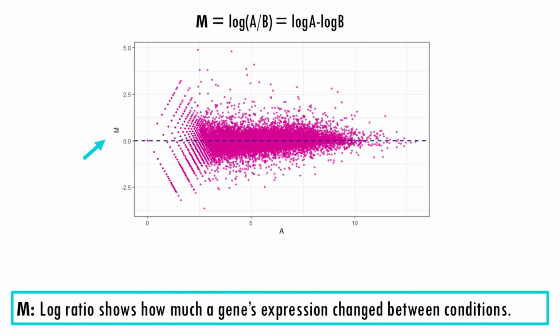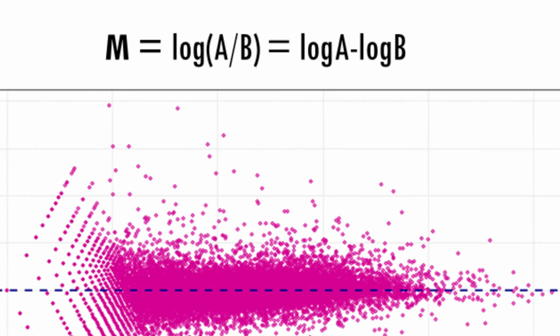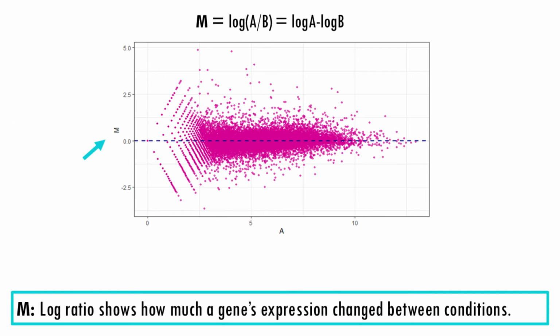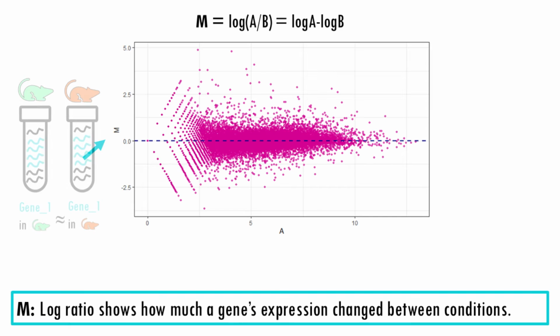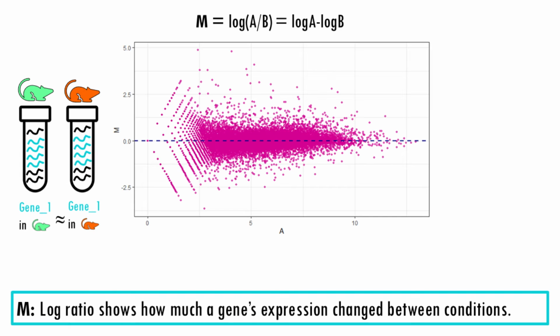Here M stands for minus because log of A divided by B is the same as log of A minus log of B. A and B would be our condition 1, condition 2. Now, the log ratio indicates how much a gene's expression has changed. You might have heard it as log fold change 2. Let's have a look at some specific examples to understand this better.